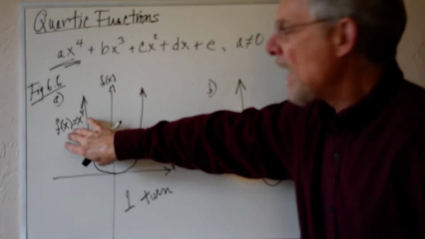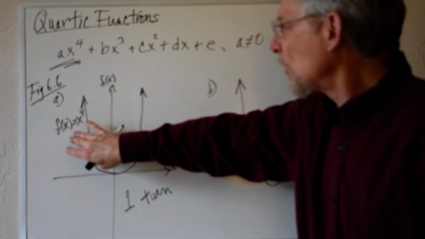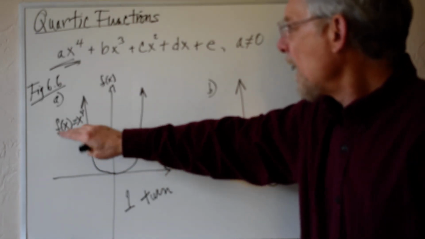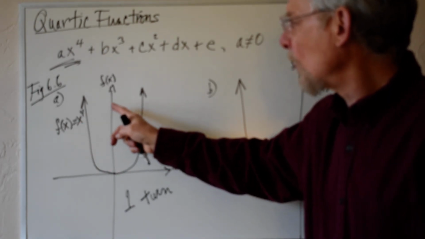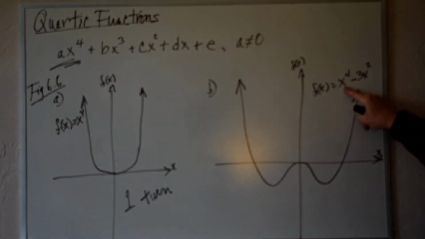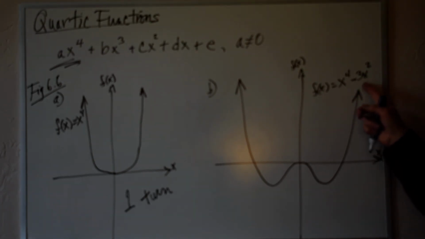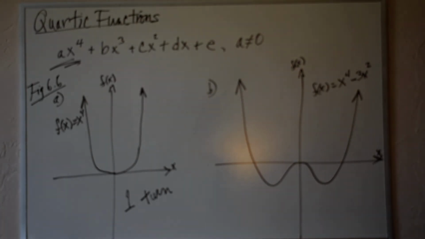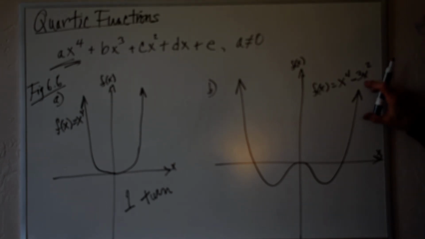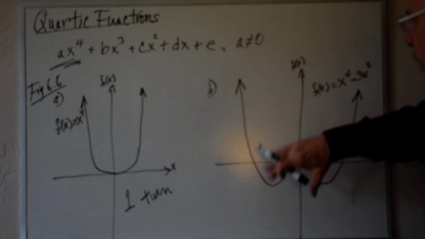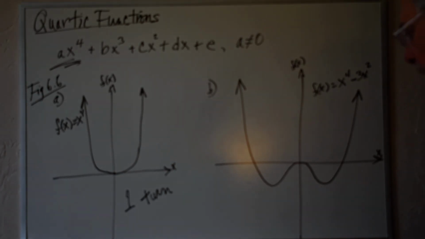In this case, we had the ultimately simplest quartic function. There was an x to the 4th term. There's no other terms. Look at this one. Just the same, but with one other term introduced. We have x to the 4th minus 3x squared. This is part B of the same figure. And you see what happens when I introduce this x squared term, it causes things to start wiggling around.